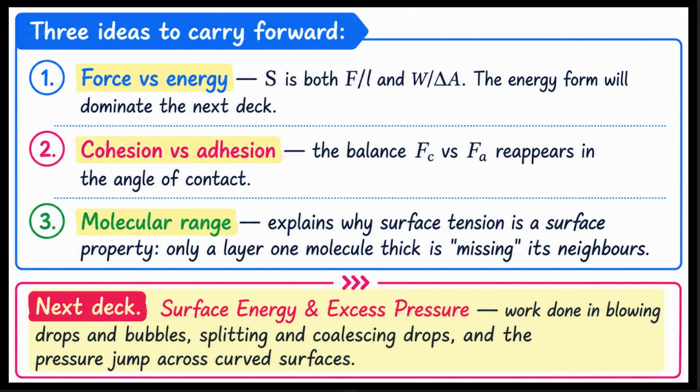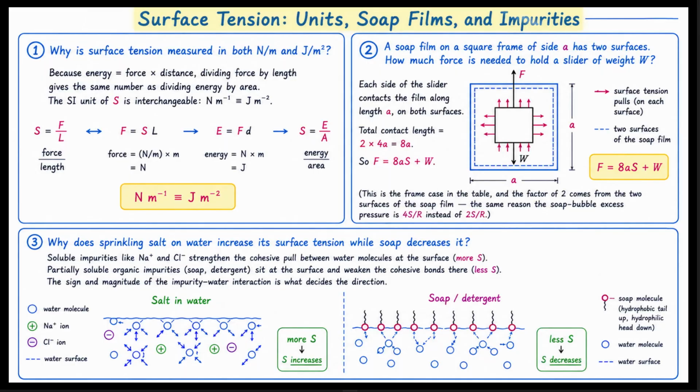A few quick checks before we move on. First, why is surface tension measured in both newtons per meter and joules per square meter? Because energy equals force times distance, dividing force by length and dividing energy by area give the same number. The SI unit is interchangeable.